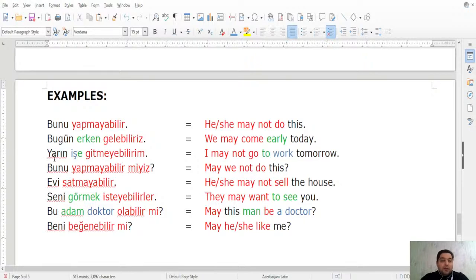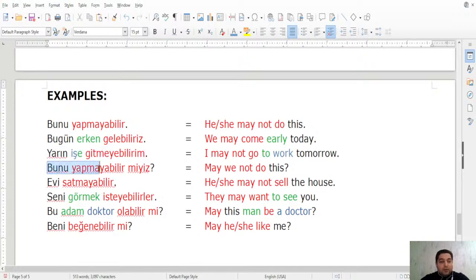Yarın işe gitmeyebilirim. It means, you see, when it comes to negative, it is now definitely possibility, right? Yarın işe gitmeyebilirim. It's not about ability anymore. I may not go to work tomorrow. This means that there is a possibility I don't go to work tomorrow.